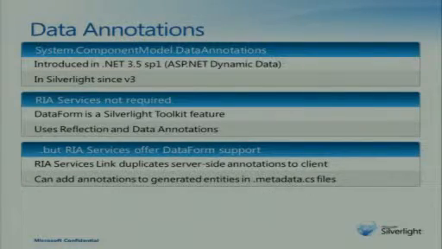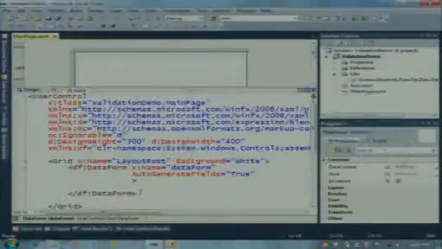And if you happen to be using RIA Services, any model types that have these annotations applied will have those annotations replicated on the client side when the RIA Services link provides a definition on the client side to correspond to that type. And if you're not using RIA Services, you're free to apply these annotations yourself to your data source objects. So let's take a look at that.